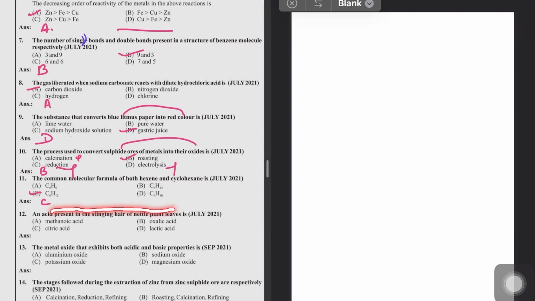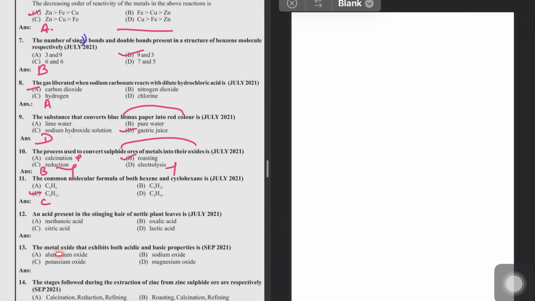The acid present in stinging hair of nettle plant leaves is. It is a direct question which will save your time while solving MCQs. It is methanoic acid. Where is oxalic acid present? It is present in many food items like sprouts, broccoli, tea leaves, etc. Citric acid is present in sour fruits, like oranges, lemon, blueberries. Lactic acid is the main content in milk products, meat and fermented food also. Hence the correct answer for the 12th question is option A.